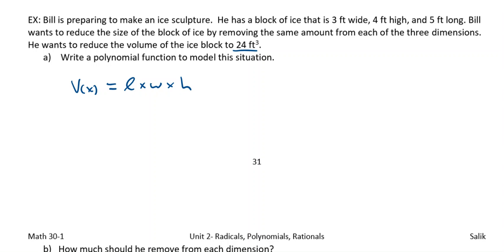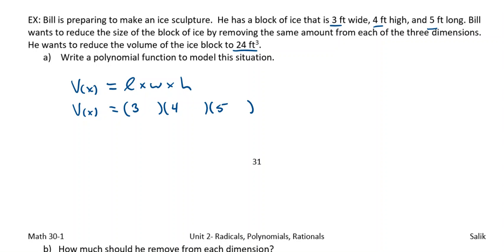And then we're just going to put in our actual factors for that. So we'll say, okay, v of x is, and it says the block was 3 feet by 4 feet by 5 feet. So really that would be 3 times 4 times 5, right? But I'm going to just for a second write it like that and just kind of leave a space.